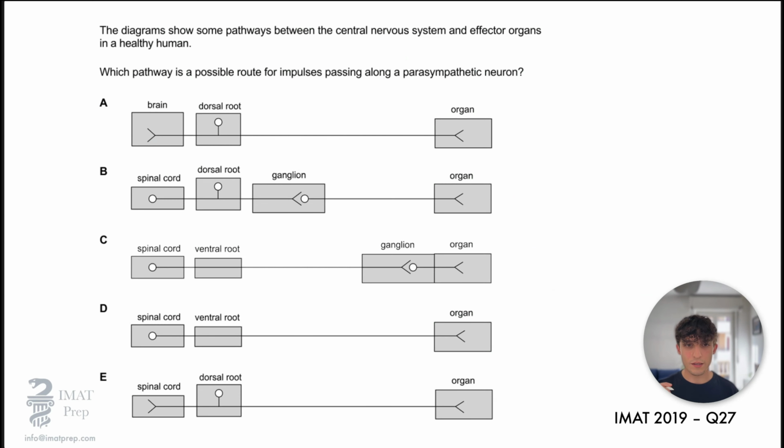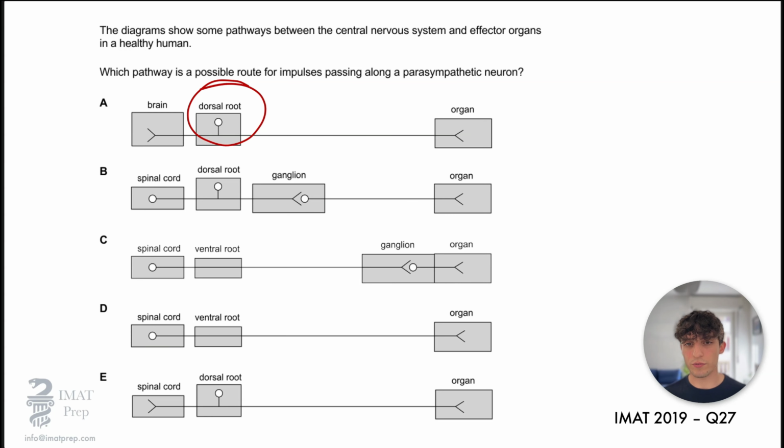That said, let's go back to this question again and try to understand it. The diagram shows some pathways between the central nervous system and the effector organs in a healthy human. Which pathway is the possible route for impulses passing along a parasympathetic neuron? So let's have a look at the options. A says it comes directly from the brain, and we have this sort of pseudo-unipolar neuron, and it goes to the organ. This is not the case.